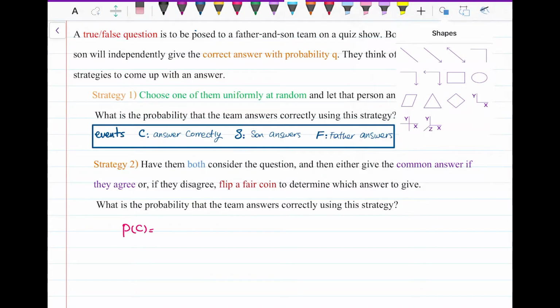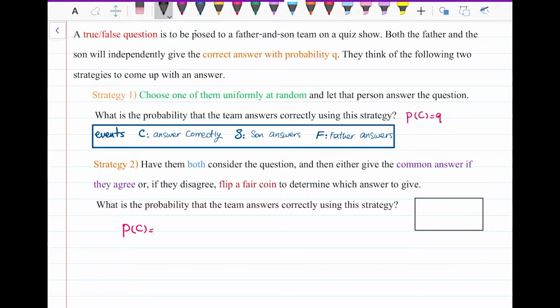Let me draw the sample space now for you. So this is the sample space. In this strategy, the sample space would be different, because now I consider the fact that they have a common answer or they don't have a common answer, so if their answers match up or if their answers mismatch. Okay, and now I'm looking for the probability of the event C, being correct.